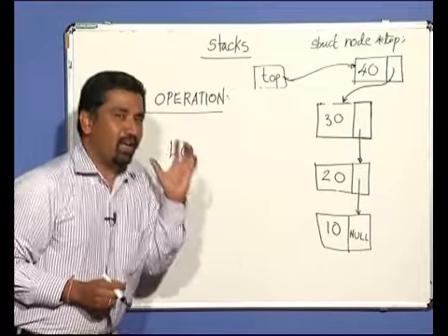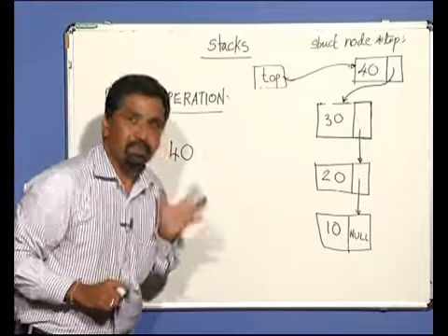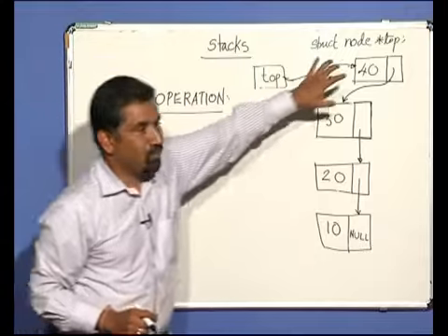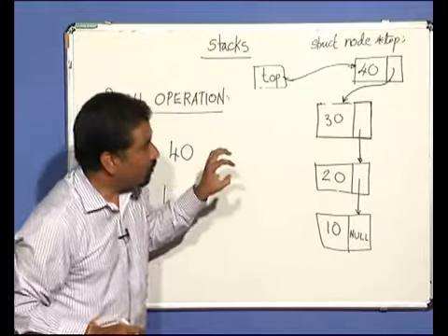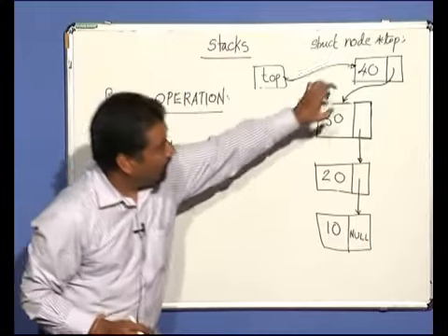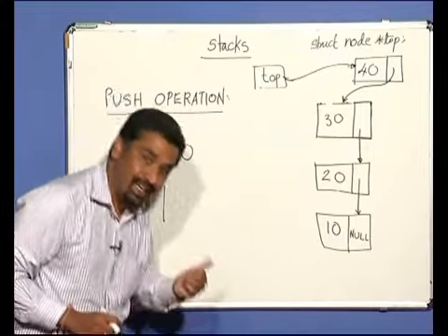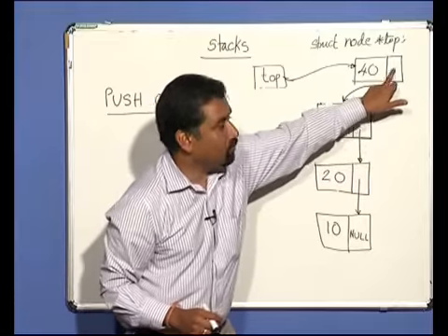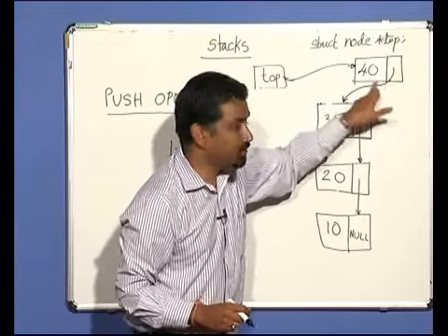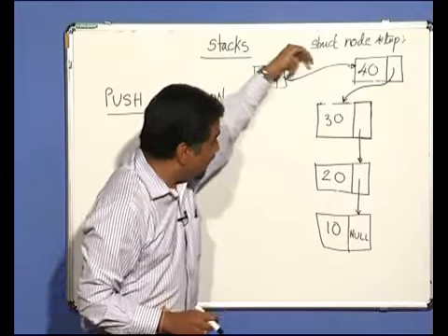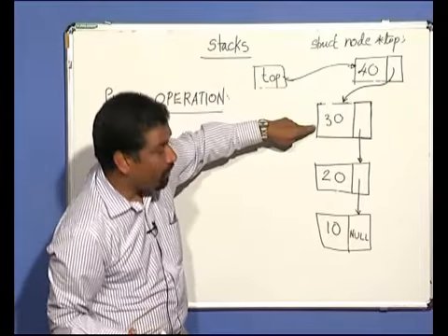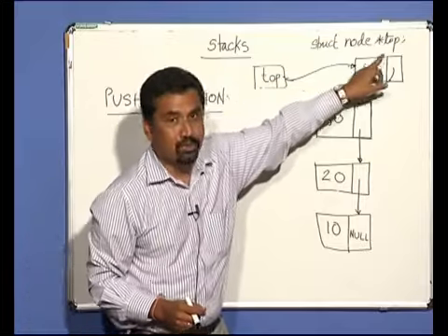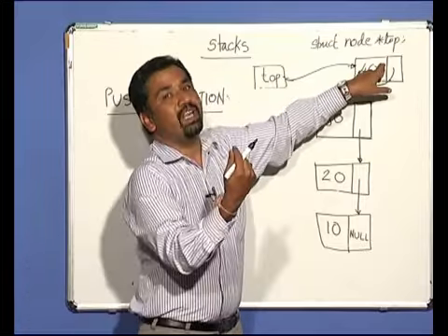So what you have to carefully look at is very simple. There are some basic steps here. The first step is, first of all, you have to create the node. You have to put the value 40 into the data field. Then you must assign the address of the current top node into the pointer field of this new node, and the top pointer, which was earlier pointing to this node, has to be changed so that it points to the newly created node.